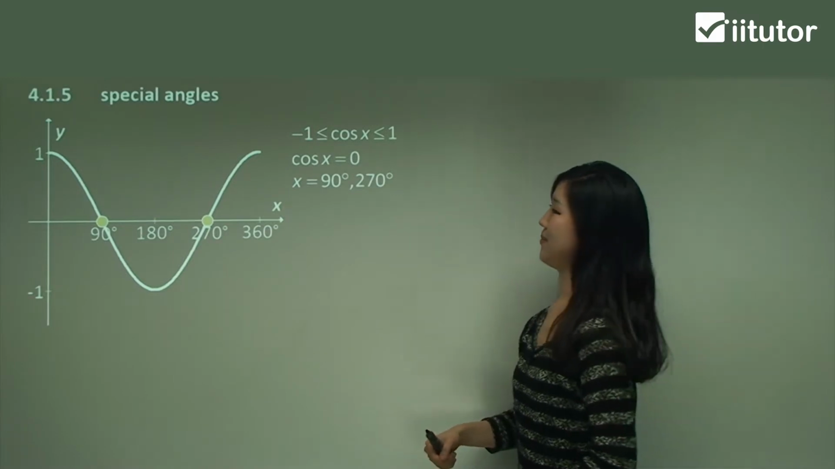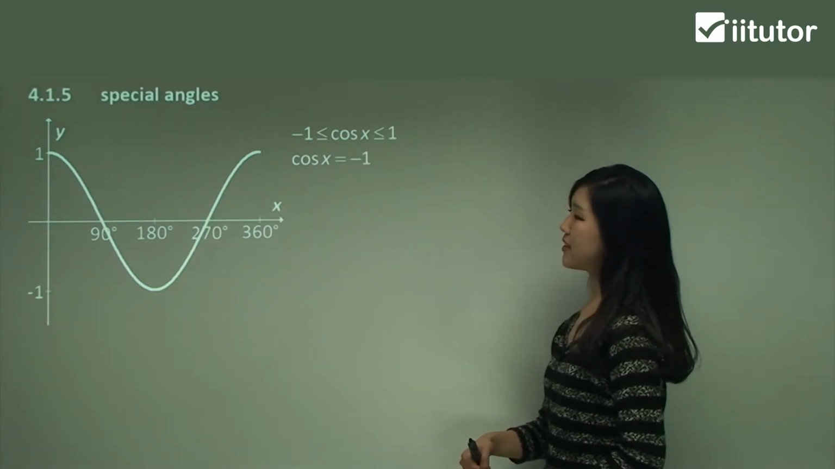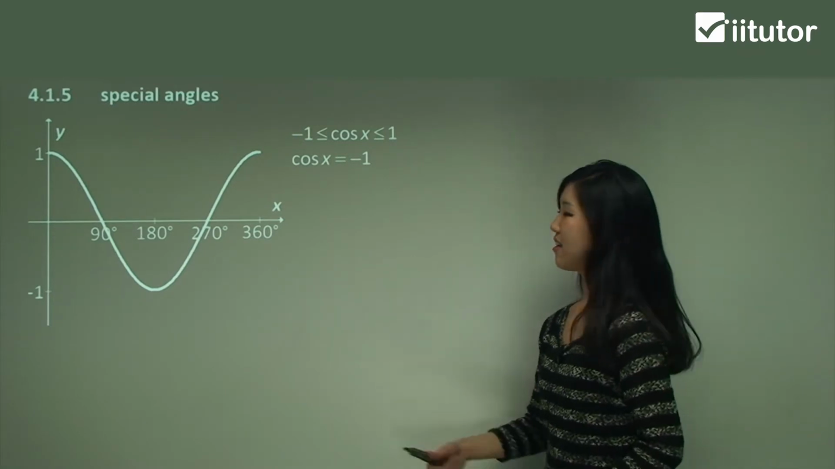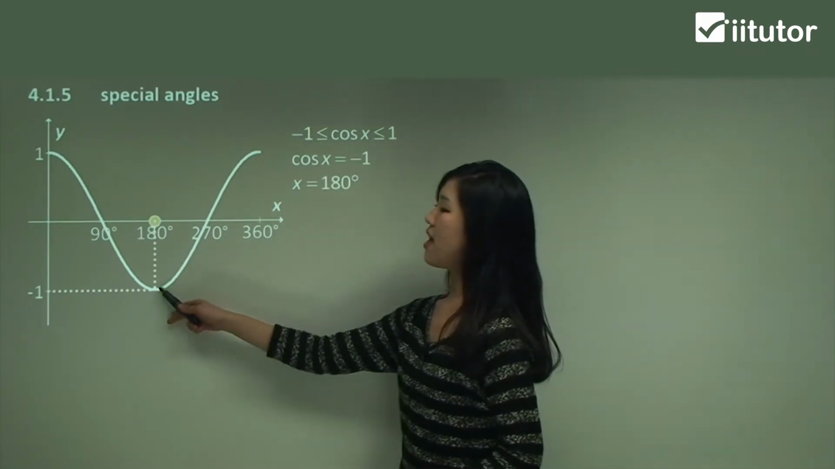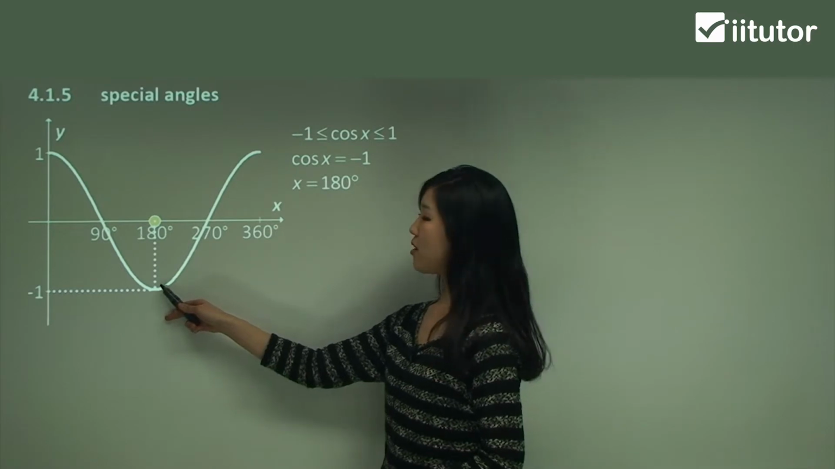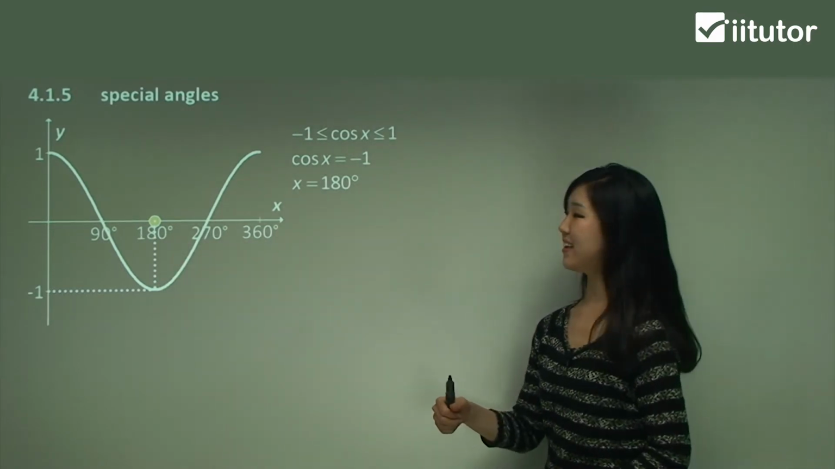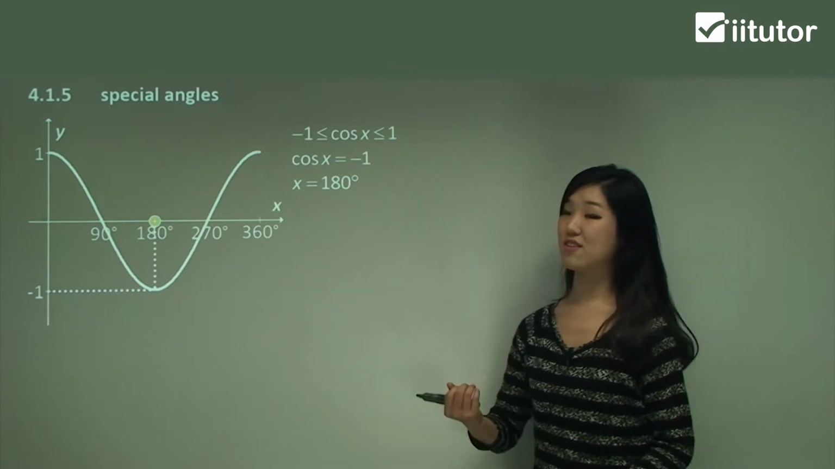Now we're going to look at when cos x equals -1. I hope you guys can just do this by yourself now, because cos -1 is over here. The angle that makes -1 will be 180 degrees, and that's the only angle. So therefore x equals 180 degrees.